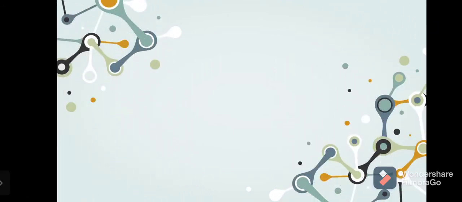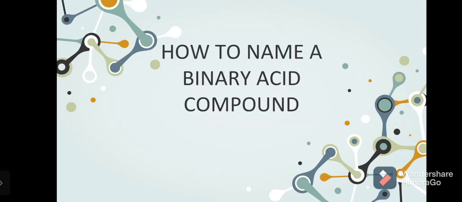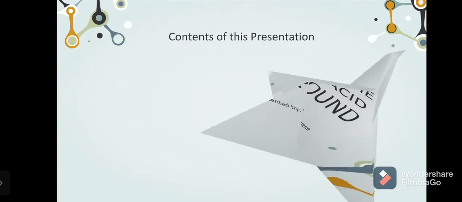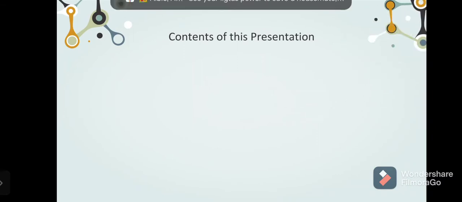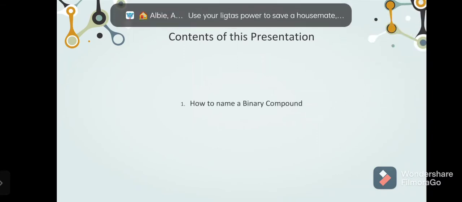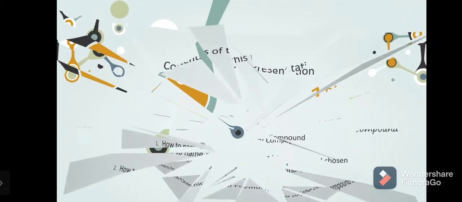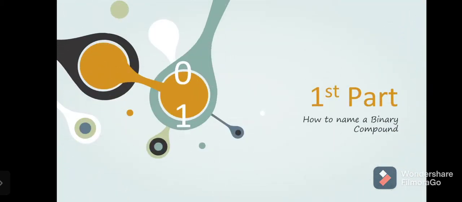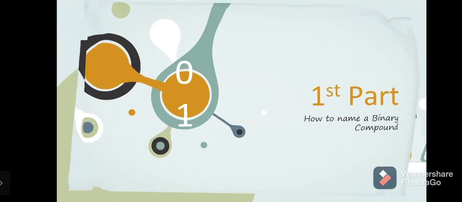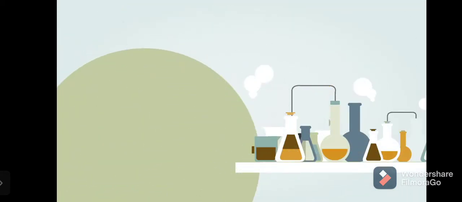So for tonight's lesson, it will be how to name a binary acid compound. The content of this presentation is divided into two parts. First, how to name a binary compound, and second, how to form the chemical formula of the compound chosen. First part, how to name a binary compound. So, our example for tonight is the chemical formula HF.